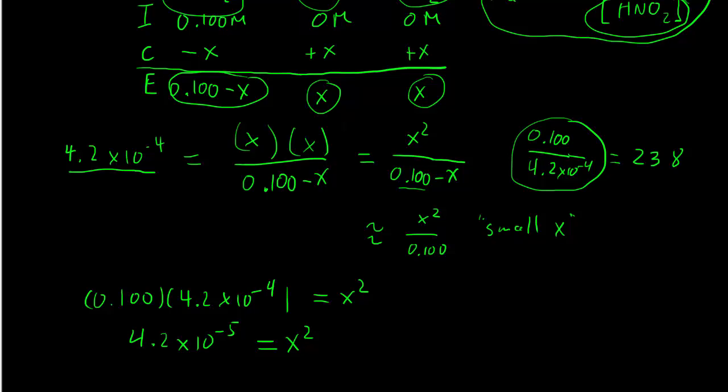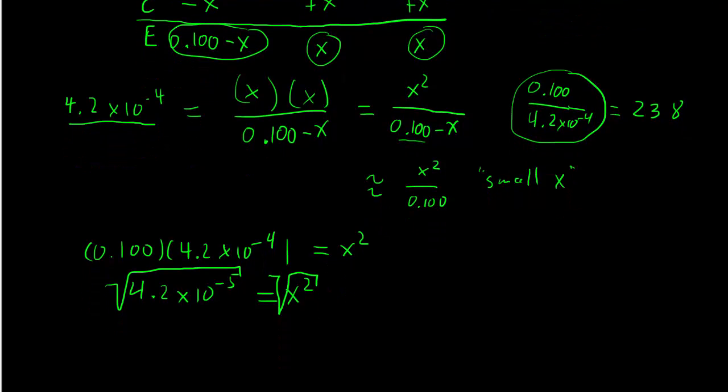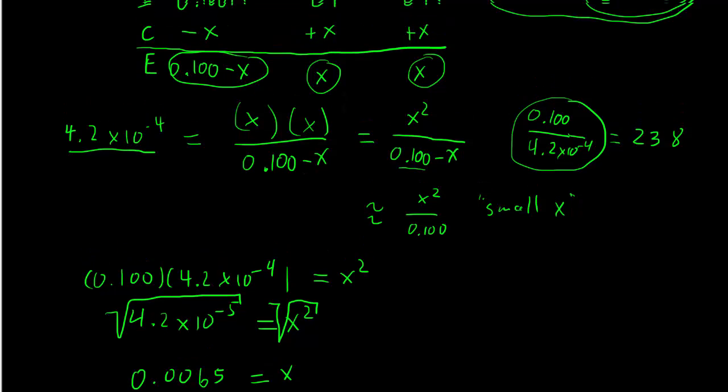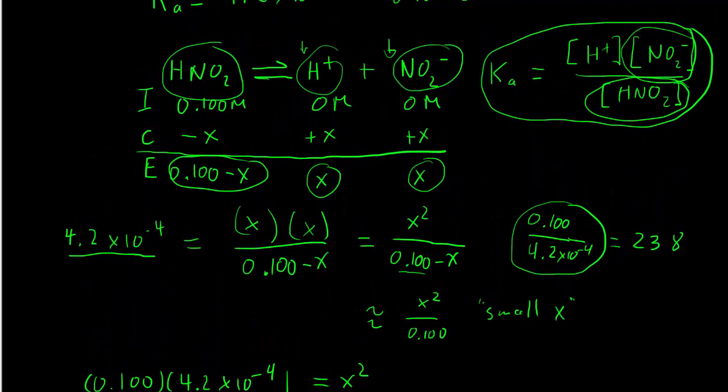Now we need to get rid of this x squared to solve just for x, so we're going to take the square root of both sides of this equation, and when we're all done we find out that x is equal to 0.0065. Now, since our acid dissociation constant only has two significant figures, we will report x to only two significant figures. So what is x? Well, remember x is up here in this ICE table, so x is the same as the H plus concentration. It also turns out to be the same as the nitrite concentration right here.